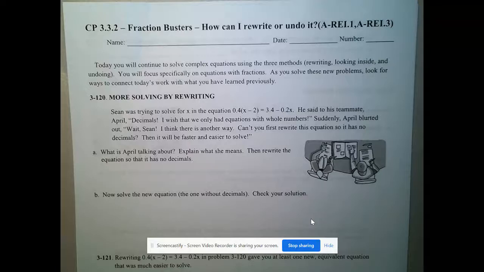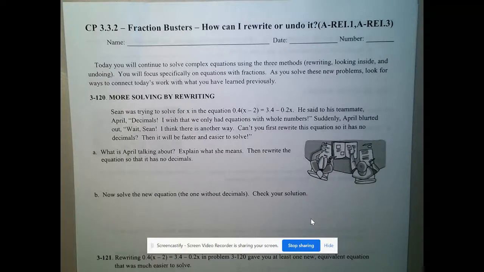Sean was trying to solve for x in the equation 0.4 times (x minus 2) equals 3.4 minus 0.2x. He said to his teammate, "Oh, decimals, I wish that we only had equations with whole numbers." Suddenly, April blurted out, "Wait, Sean, I think there's another way. Can't you first rewrite this equation so it has no decimals? Then it will be faster and easier to solve."